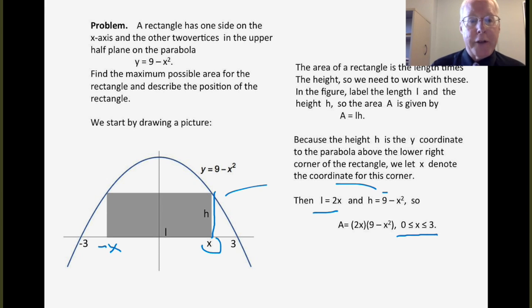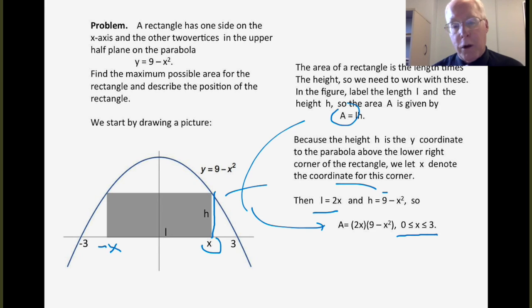So in this process, reading the problem, drawing the picture, labeling the variables, and then finally expressing the thing we want to minimize or maximize, the A, in terms of these variables, we've reduced the problem from a word problem to one involving just maximizing or minimizing a function.